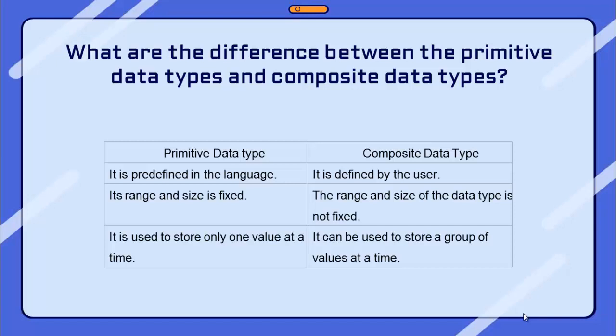Primitive: it is used to store only one value at a time. Composite: it can be used to store a group of variables at a time.